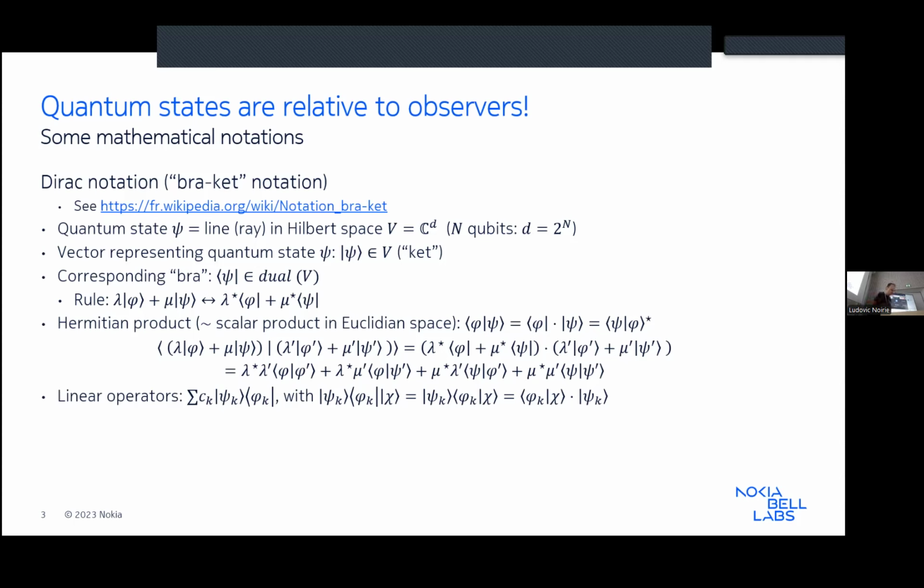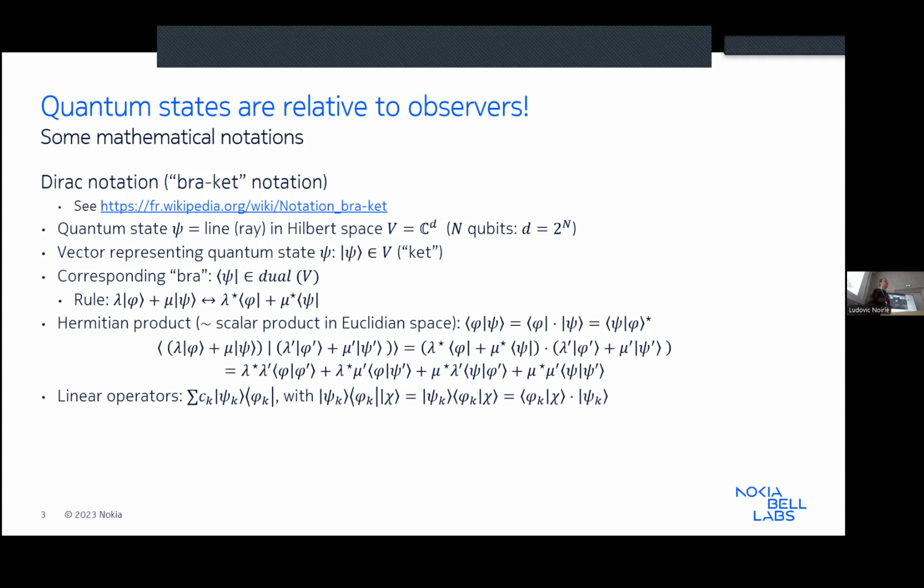So, for example, here you have a linear combination of many individual linear operators, and for one individual linear operator, if you apply it to a ket that is called here chi, then you just have the contraction on the right between phi k and chi, the Greek letter, which is the Hermitian product. It's a number, so you can put it in front, and the result of this linear operator on the vector chi is something proportional to psi k, with a coefficient that is the Hermitian product between phi k and the vector chi.